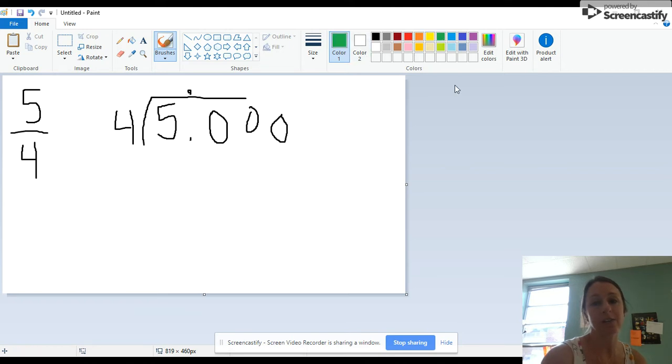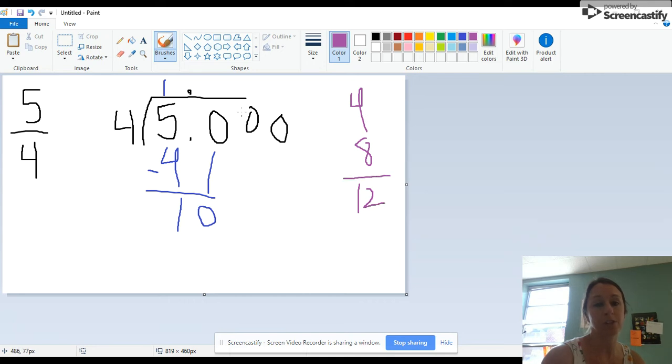So does 4 go into 5? And the answer is yes, it goes in one time. And now we multiply. 1 times 4 is 4. And subtract. 5 minus 4 is 1. Bring down. Repeat. Does 4 go into 10? Yes. If we skip count, we're at 4, and then we're at 8, and then we're at 12. 12 is too big, so it goes in 2 times.